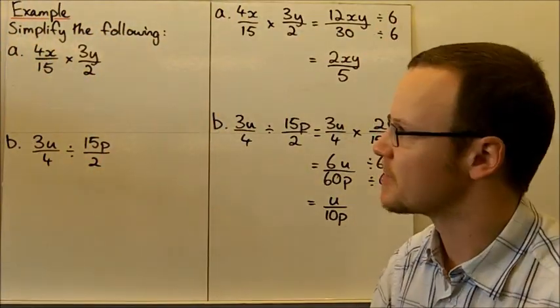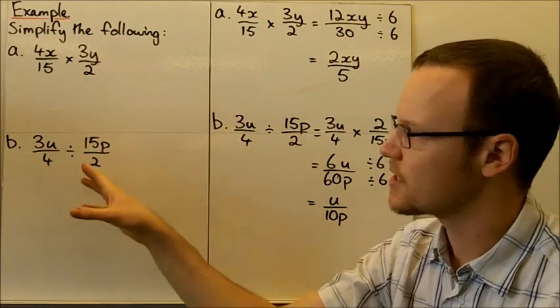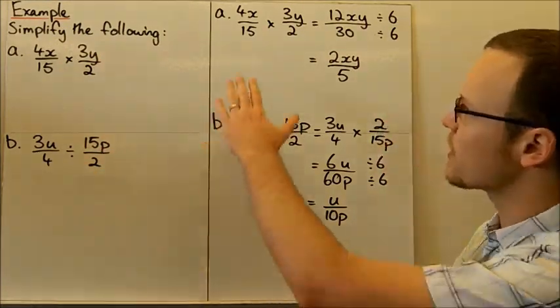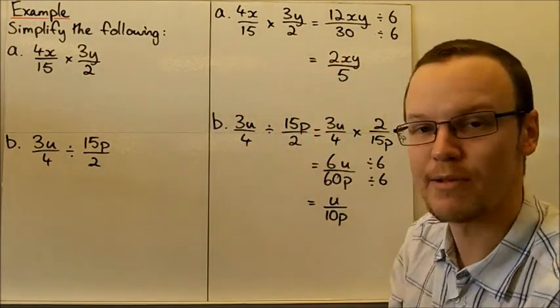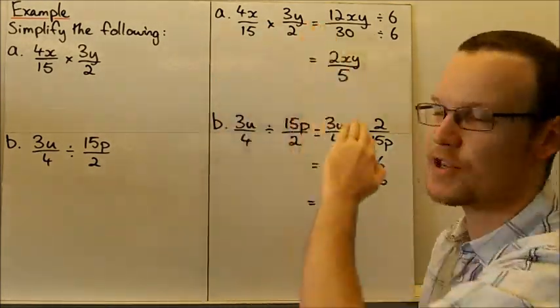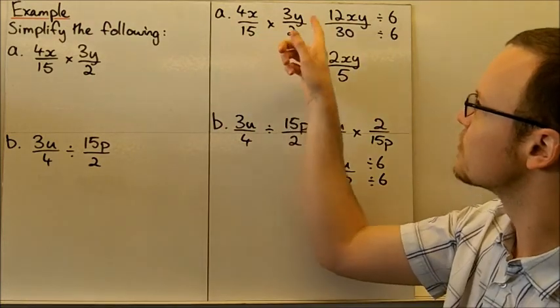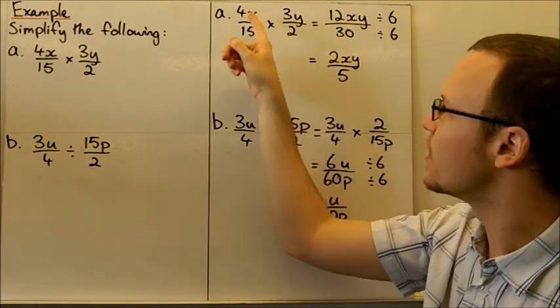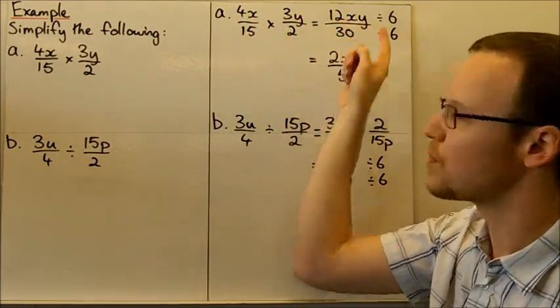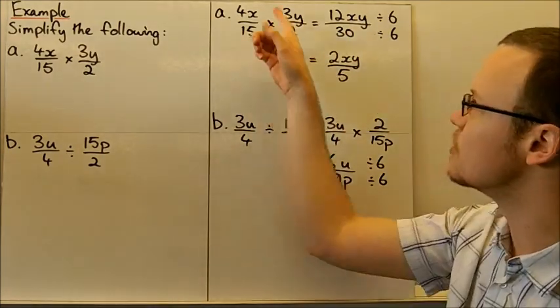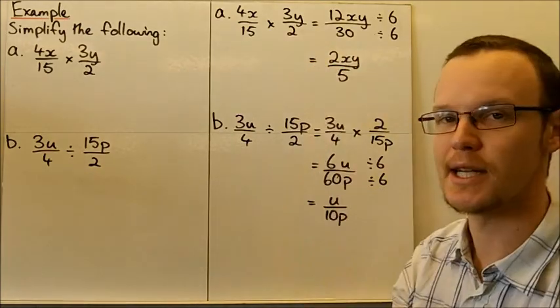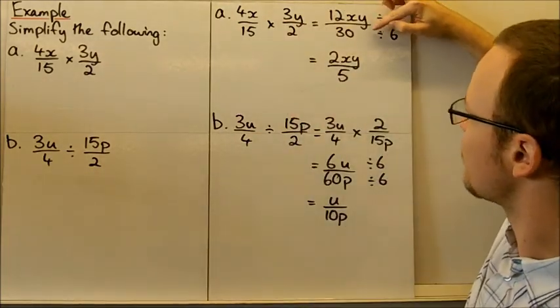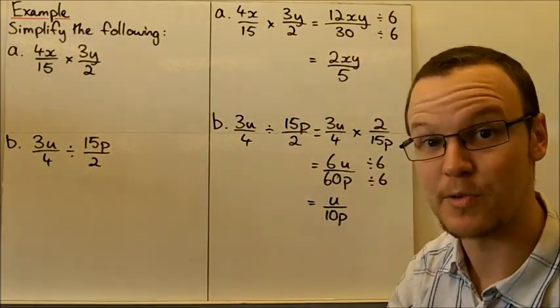Here we've got some examples, a multiplication example and a division example. Looking at the first multiplication example, 4x over 15 times 3y over 2. We multiply the numerators together. 4 times 3 is 12, times x times y. So 12xy is the numerator. The denominator is 15 times 2, which is 30. There is a highest common factor between the numerator and denominator, which is 6.